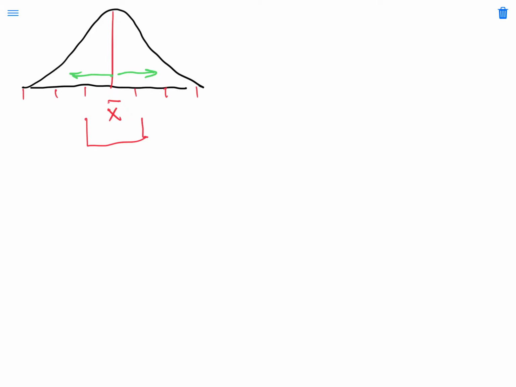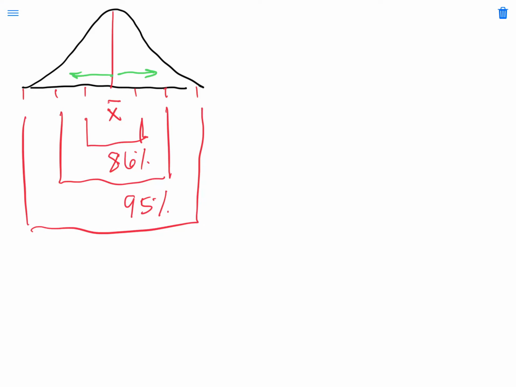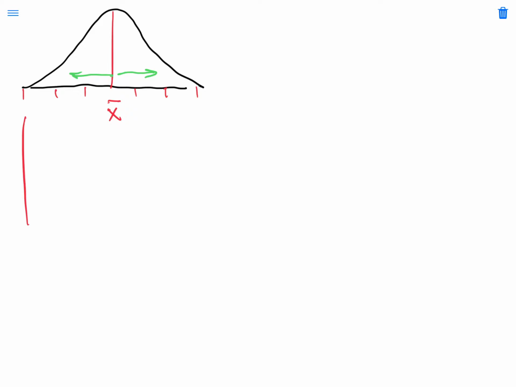Inside this first group, 1 standard deviation above or below the mean, we have about 68% of our values. We have about 95% within 2 standard deviations. And within 3 standard deviations, we essentially have 100%. It's 99.7, but it's essentially 100%. So what we're really getting at is how dispersed our data are.